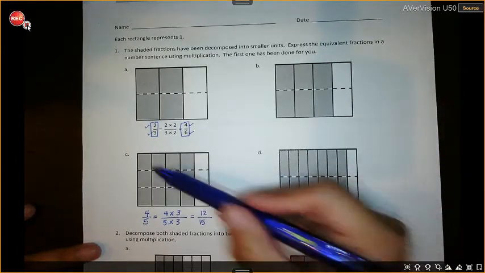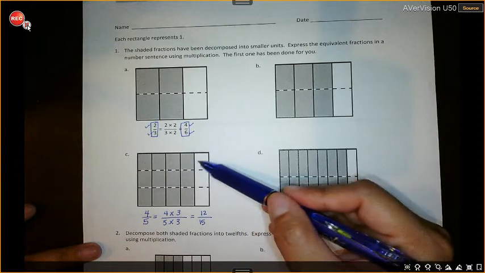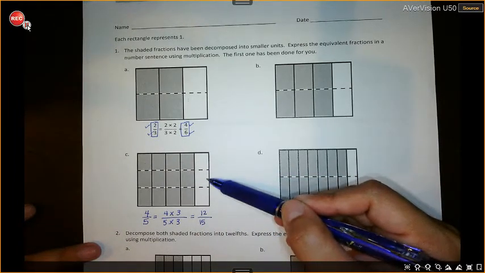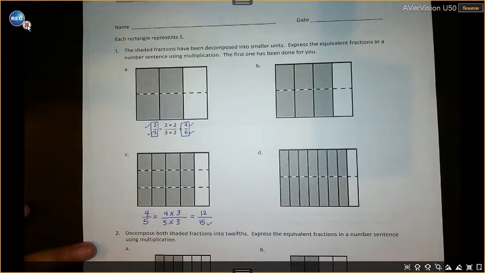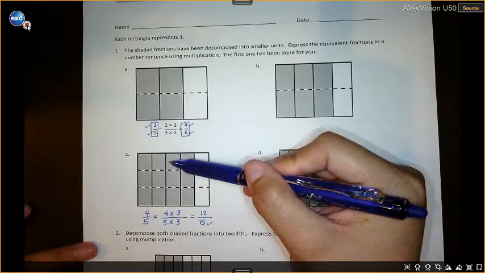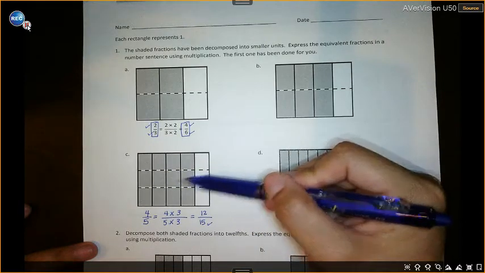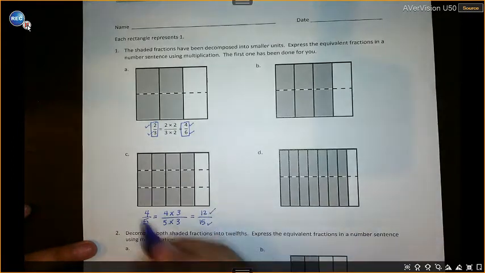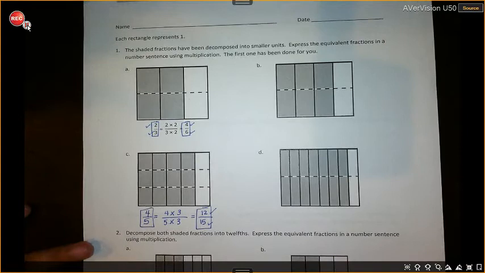Let's verify. Let's check for our total number of equal parts. 1, 2, 3, 4, 5. Since this row is 5, then we'll count by 5s. 5, 10, 15. 15 total number of equal parts. How many are shaded? Let's count. 1, 2, 3, 4, 5, 6, 7, 8, 9, 10, 11, 12. That is correct. So 4/5 is equivalent to 12/15.